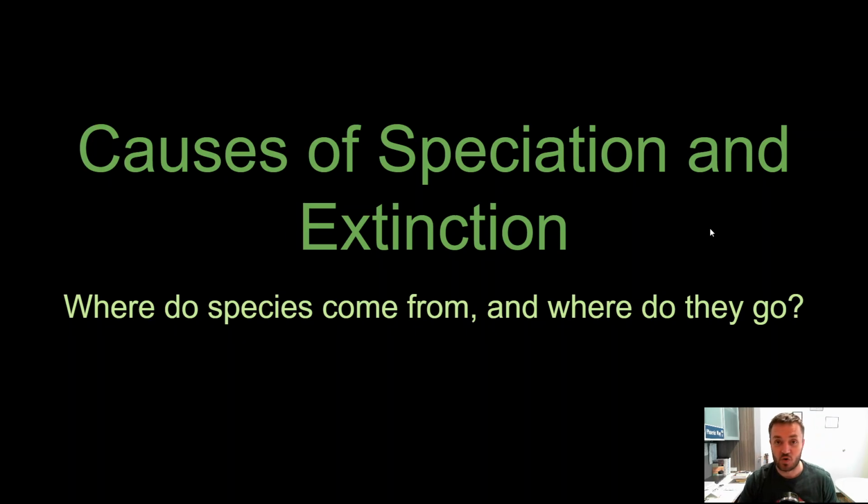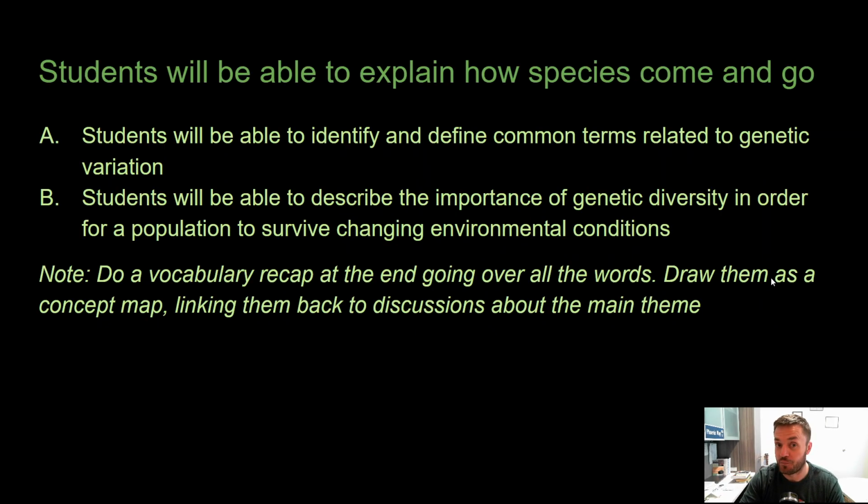Alrighty, so we'll see how quick we can make this, but this should be a quick review for the causes of speciation and extinction quiz. Basically, what we're trying to do is answer the question, where do species come from and where do they go? So the goal by the end of this is that you can explain this process of species coming and going.